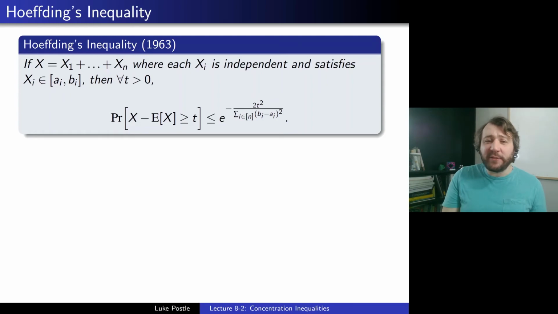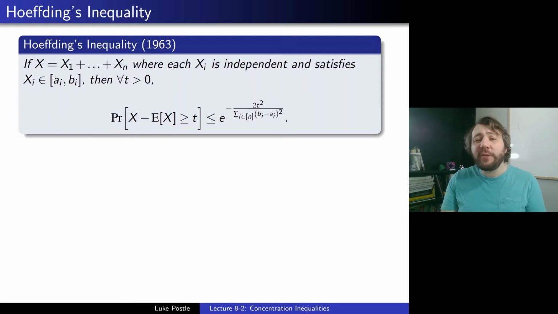If you want absolute values, you'd have to do both sides, but you could just flip x and put a 2 on the right side if you want to do that. But anyway, the probability that x is much larger than its expectation would be at most e to the minus 2t squared divided by the sum of these interval sizes, b_i minus a_i, squared.